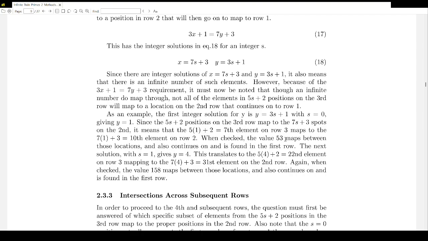When checked, the value 53 maps between those locations and then also continues on and is found in the first row. The next solution with s equals 1 gives y equals 4. This translates to the 22nd element on row 3 mapping to the 31st element on the second row. And again, when checked, that value 158 maps between those locations and also continues to the first row.